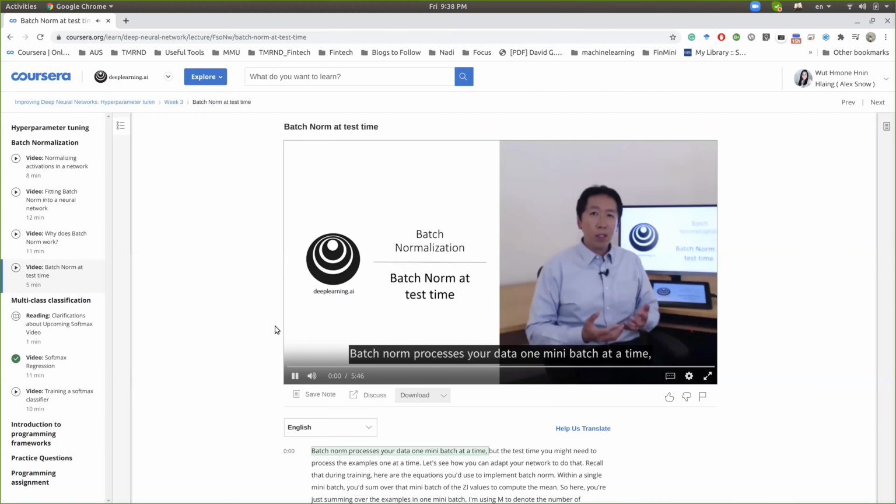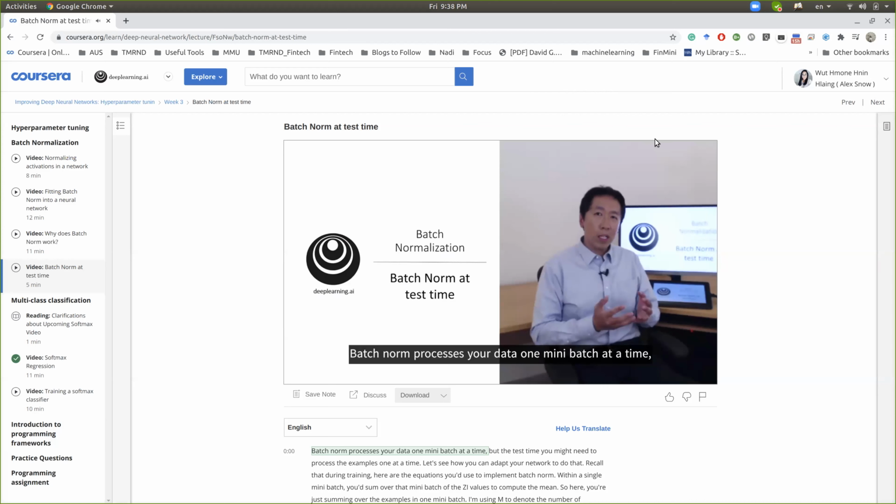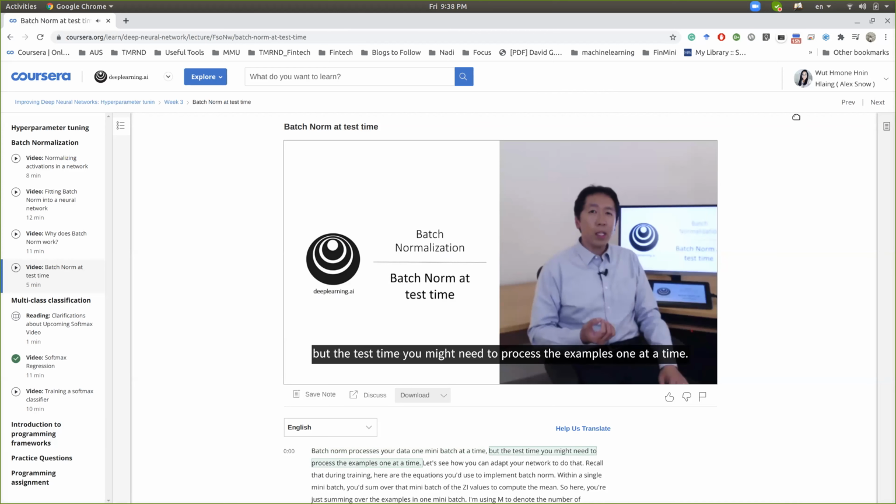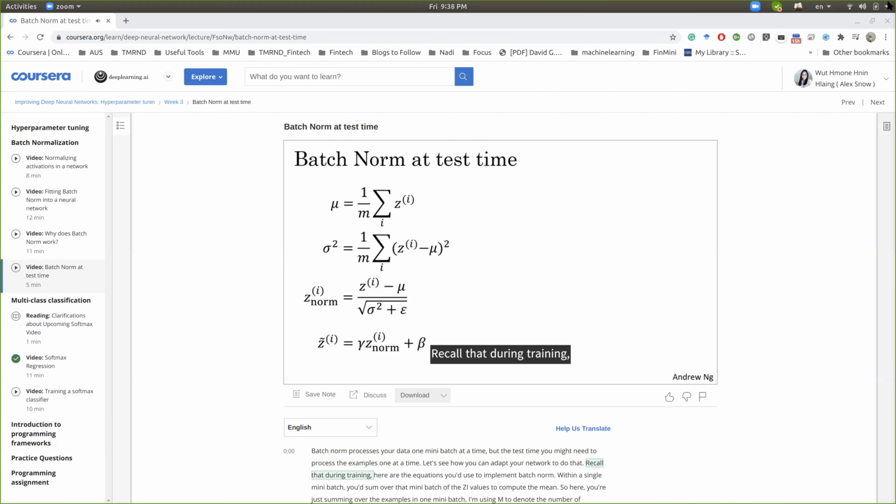Batch norm processes your data one mini batch at a time, but at test time you might need to process the examples one at a time. Let's see how you can adapt your network to do that. Recall that during training, here are the equations you'd use to implement batch norm.